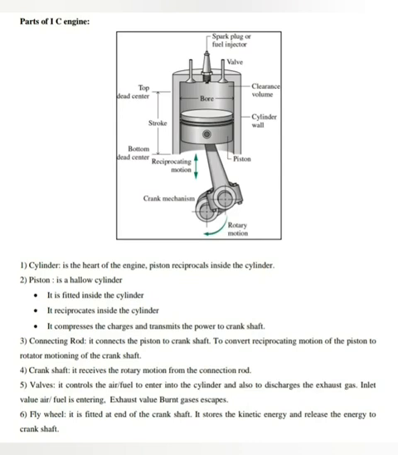The next part is crankcase. The crankcase is the lower part of the cylinder block that encloses the crankshaft and provides a reservoir for the lubricating oil. Next one is flywheel. The flywheel is a large disc or a wheel mounted on the crankshaft. It absorbs the kinetic energy and releases the energy to the crankshaft.